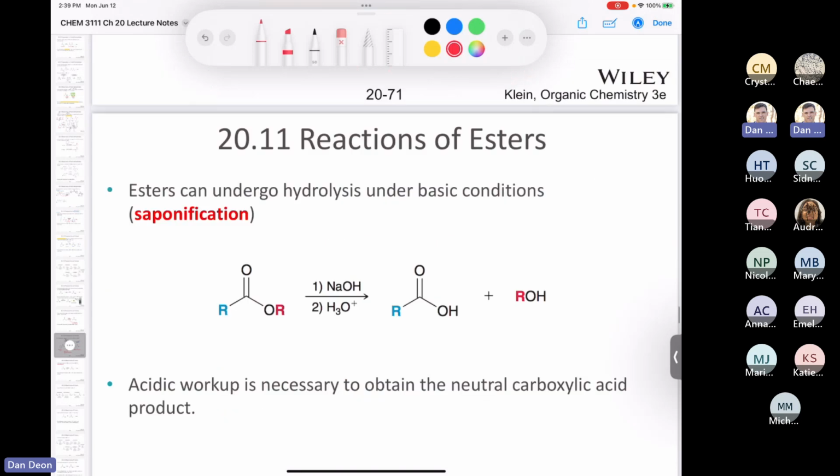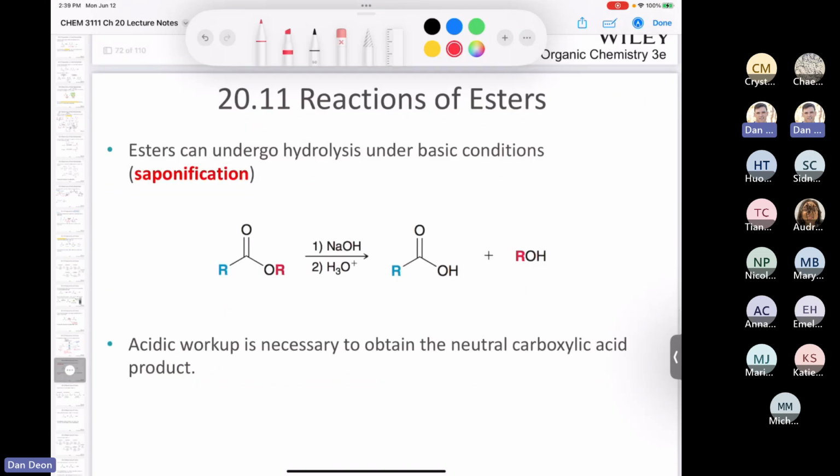All right, so that brings us to section 20.11, which is where we look at the reactions of esters. And I told you that there are 2 reactions of esters that are really, really important. I mean, all of them are important, but 2 that are mega important are acidic hydrolysis of an ester, which is not here, and then basic hydrolysis of an ester.